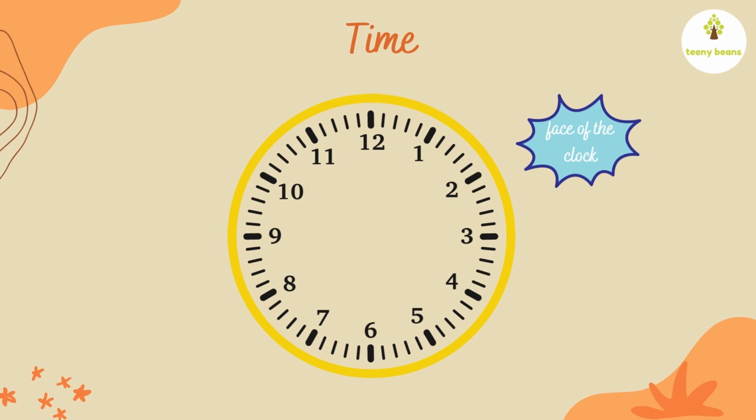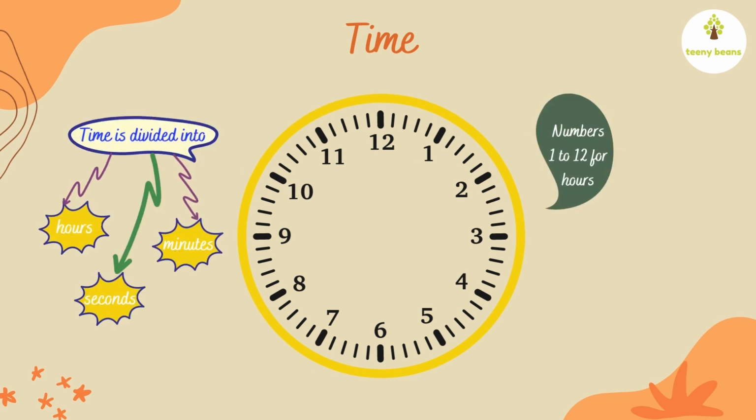Now, this is the face of an analog clock. The clock shows numbers from 1 to 12. On a clock, time is divided into minutes and hours and sometimes seconds. The numbers on the clock represent the hours.